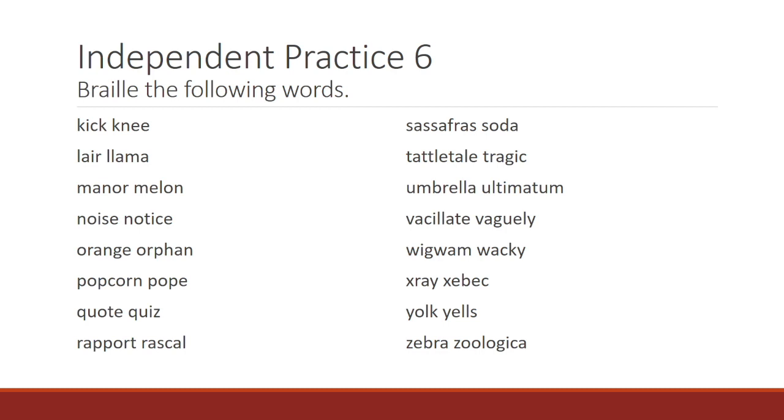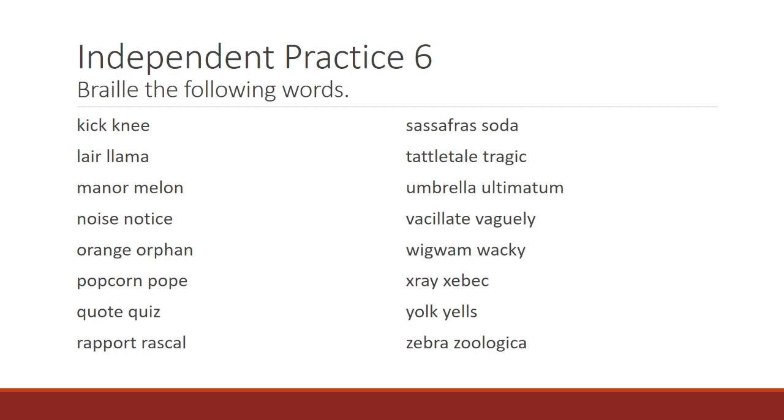The next 3 slides are independent practice 6 and the answers. There are 2 columns of words with 2 words on each line. The first column is kick, knee, lair, llama, manner, melon, noise, notice, orange, orphan, popcorn, pope, quote, quiz, rapport, rascal.